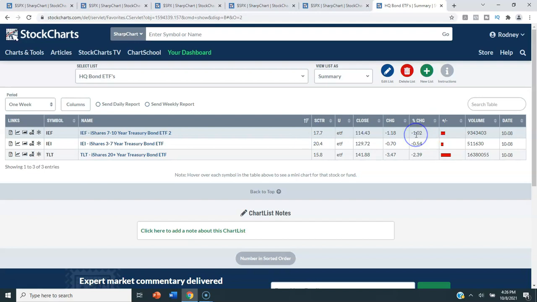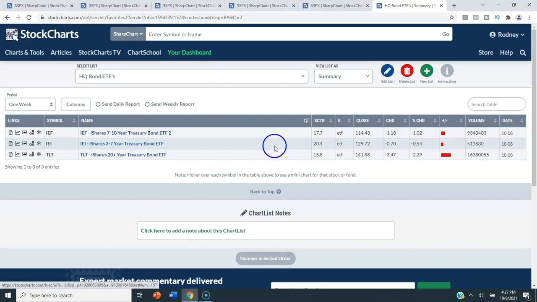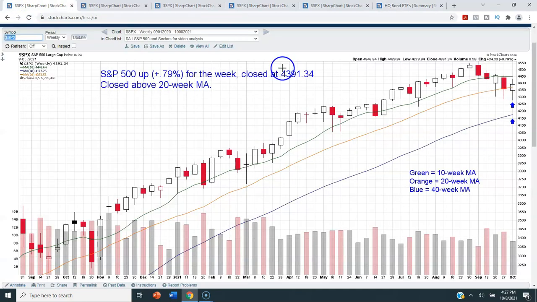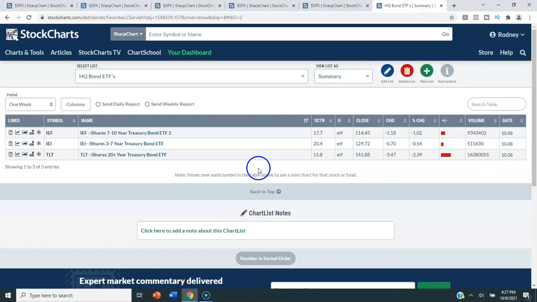And just this week alone, and we're going to take a look at a couple of different time frames, so bear with me here, but you can see just this week alone, the 7 to 10 year Treasury ETF fell 1.02%. The 3 to 7 year, the shorter duration, fell 54 basis points, and the longer duration, the TLT, fell 2.39% just this week. All right, and keep in mind the S&P 500 was only up 79 basis points. All right, and the previous week the S&P 500 was down.